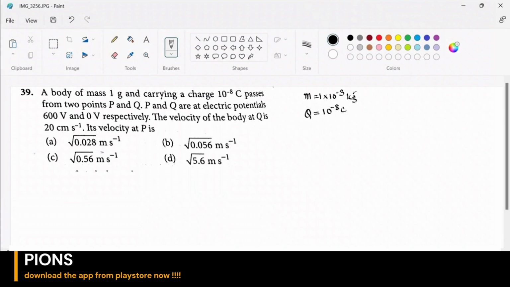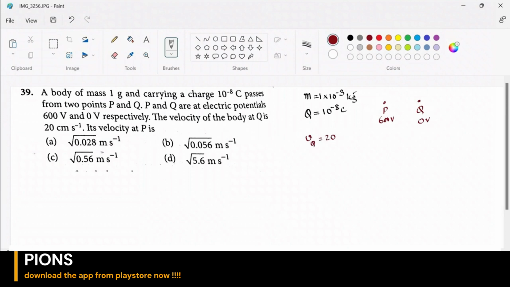Passes from 2 points P and Q. So let's say that this is the point P and this is our point Q. P and Q are at electrical potentials 600 volt. P is at 600 volt and Q is at 0 volt. So charge is going from 600 to 0 volt. The velocity of the body at Q is, so VQ I am writing here as 20 centimeter per second.